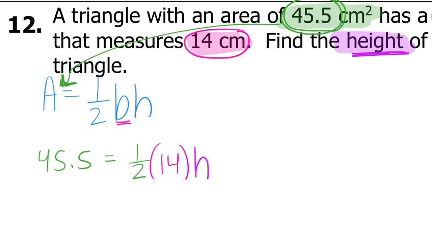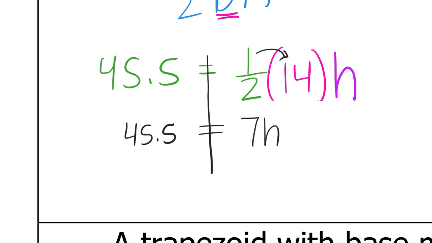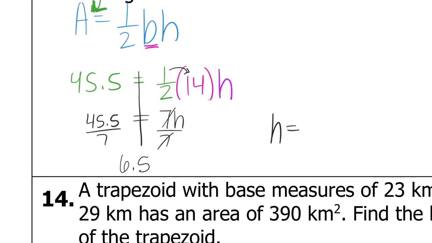That's the missing side. And then now what we have is just a regular equation, right? We can just use our algebra skills to solve for h. So it's a pretty basic equation to solve. What I would do is just do 1/2 of 14 first. 1/2 of 14 is 7. So we have 7h equals 45.5. And then you can just divide both sides by 7. So the height here would be 45.5 divided by 7, which is 6.5. So we'll say that the height is 6.5 centimeters.